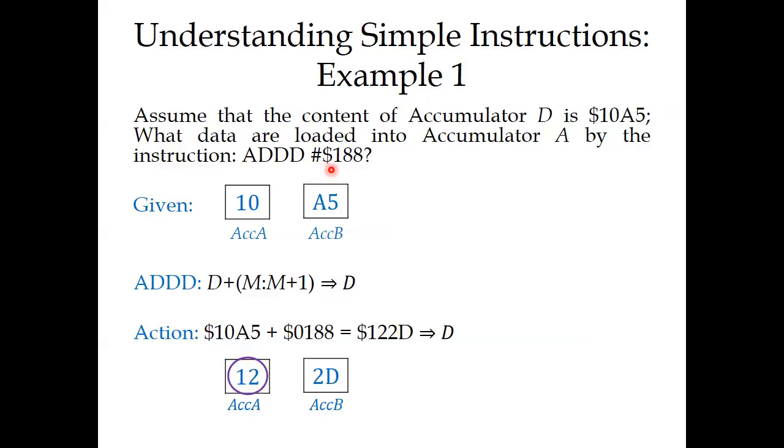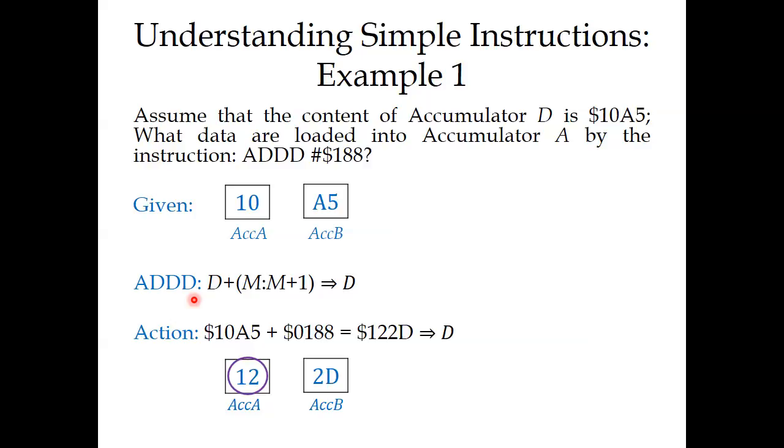So this means the data, I'm saying this is a data, right? 188, and that is also given in hex. Now, what is given? We are given the content of accumulator D. And remember, accumulator D is nothing but A followed by B, right? So that means you know that accumulator A holds 10 and the accumulator B holds A5. That is given. Now, what will be the operation? Because the instruction you are given is ADDD.